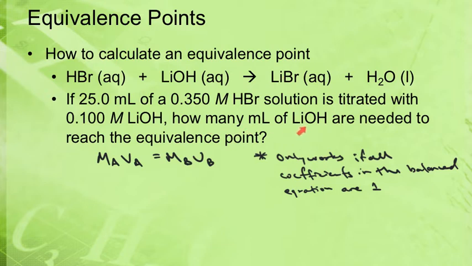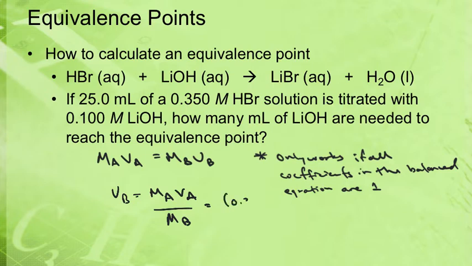How many milliliters of LiOH? Well, that means we're looking for the volume of the base, right? Milliliters is volume, LiOH is the base. So let's rearrange that for Vb. We get Vb equals MaVa over Mb. We can plug in these values here.